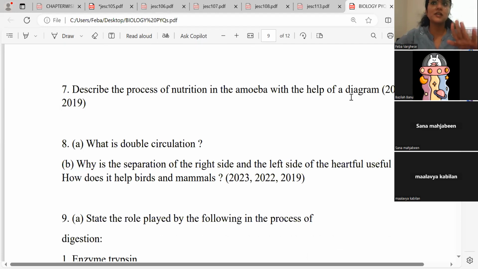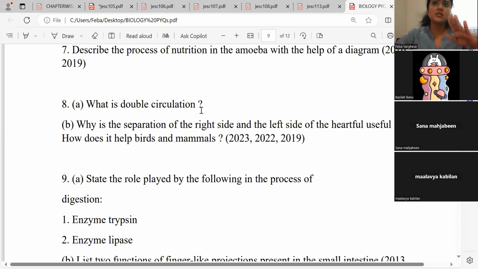Discuss diagram explanation. Both are required. What is double circulation? Okay, you know it. The pulmonary circulation and systemic circulation you have to write. Why is the separation of right and left side of the heart useful? Because it prevents the mixing of the blood, and also it helps in maintaining the constant temperature.